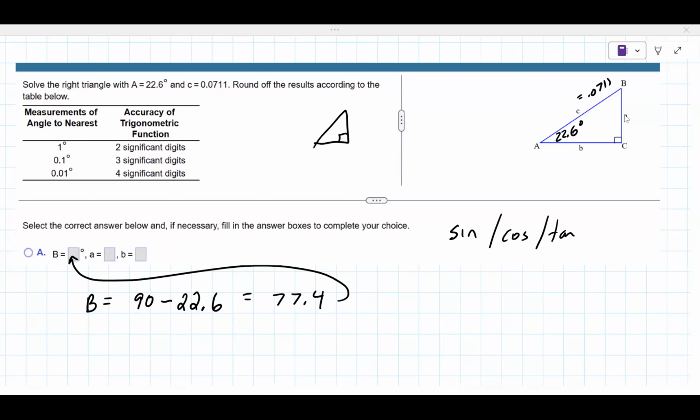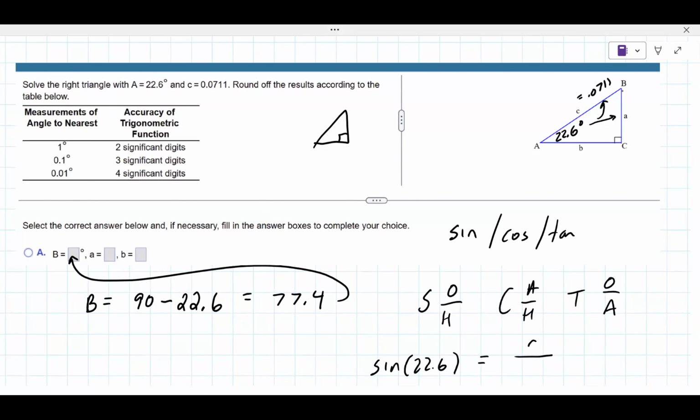So we want to find, let's just say we want to find side A. So side A is opposite the 22.6. And you're given the hypotenuse. So if you recall, sine is opposite over hypotenuse, cosine is adjacent over hypotenuse, tangent is opposite over adjacent. So the sine of 22.6 degrees equals A over 0.0711.